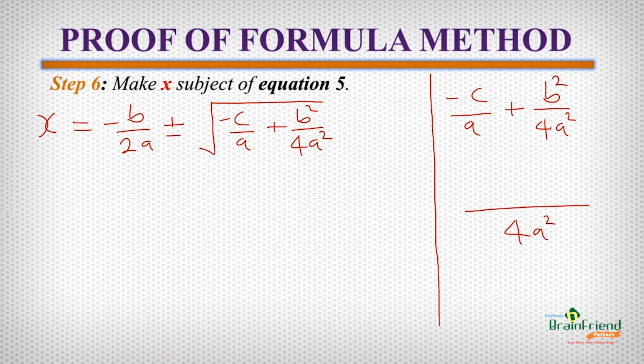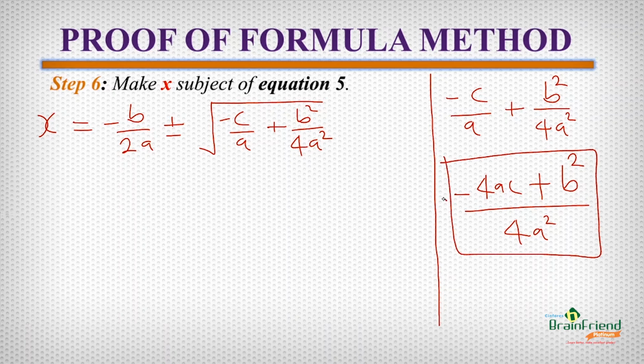Now 4a squared divided by a would give us 4a. 4a times minus c will give us minus 4ac. Next, we would say 4a squared divided by 4a squared. It will give us 1. 1 times b squared will give us b squared. Right? So let's replace what's in the square root with what we've just found here. We'll be using this to replace what we have here.